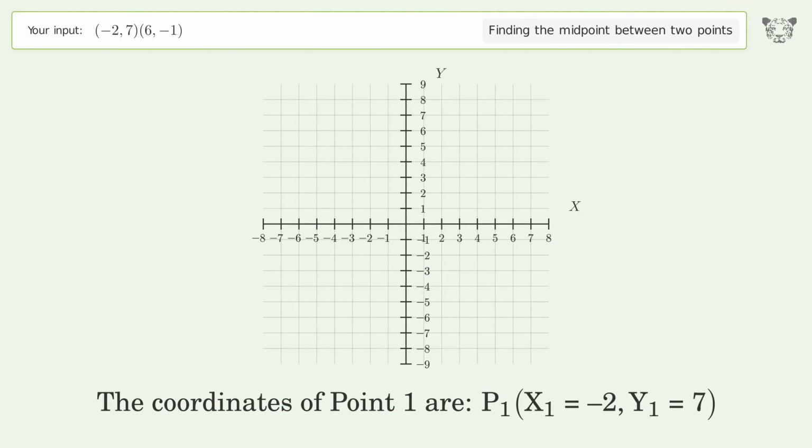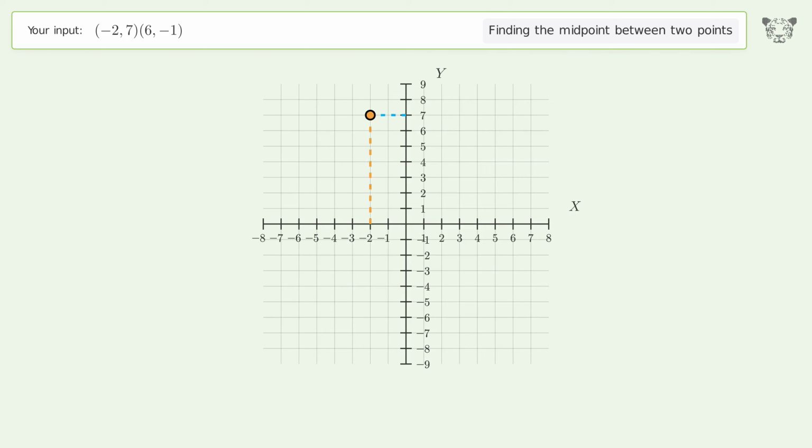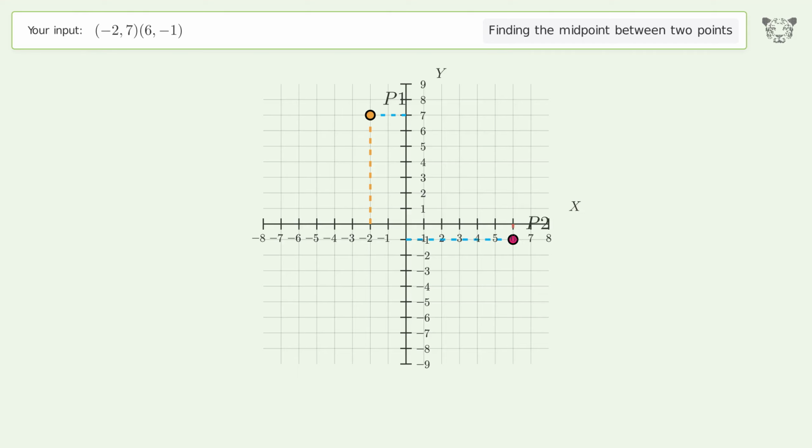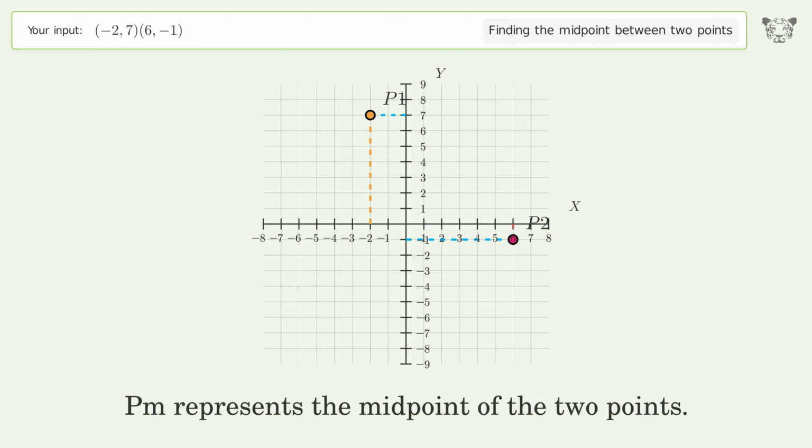The coordinates of point 1 are x1 equals -2, y1 equals 7. The coordinates of point 2 are x2 equals 6, y2 equals -1. PM represents the midpoint of the 2 points.